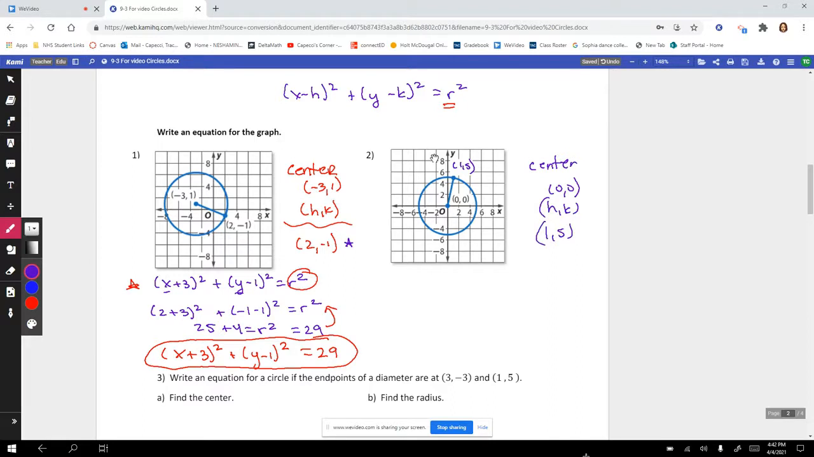Again, we start off with x squared plus y squared is equal to r squared. Now we know that the center is 0. So we're going to get (1 minus 0) squared plus (5 minus 0) squared, which is equal to r squared. We know that 1 squared is 1 and 5 squared is 25. So r squared is going to be 26. Our final equation is going to be x squared plus y squared is equal to 26.